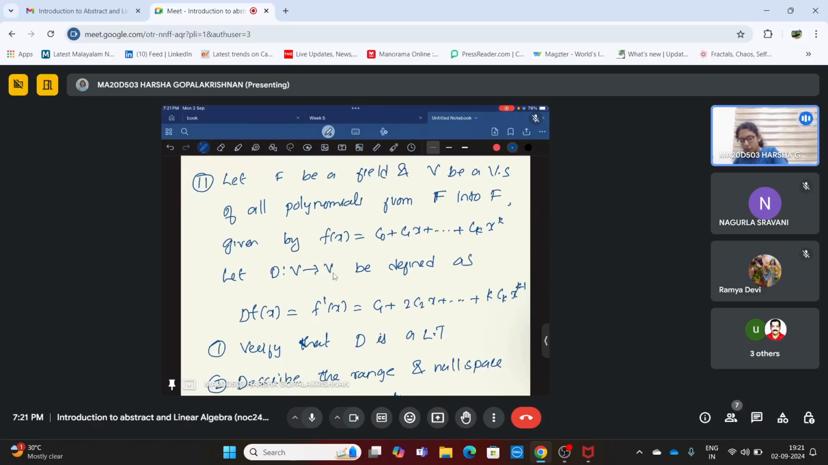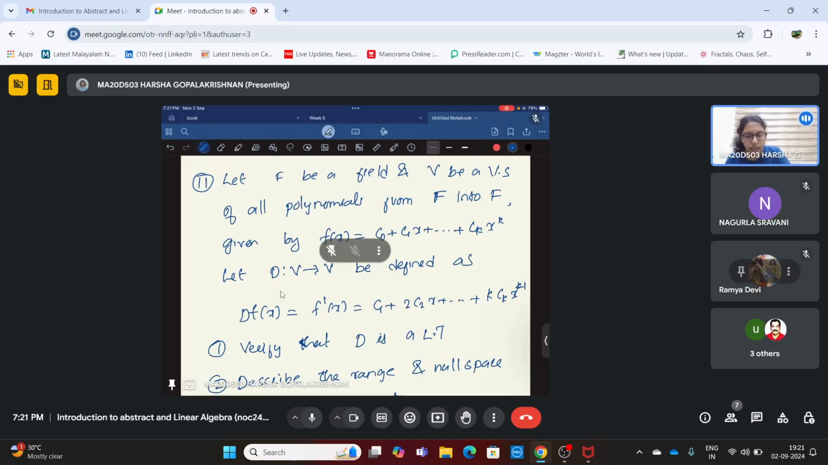Now it is one more standard question. F is a field and V is a vector space over the given field F, and V is defined as the collection of all polynomials from F into F. So how will the polynomial look? f(x) = c0 + c1x + ... + ck x^k, right?